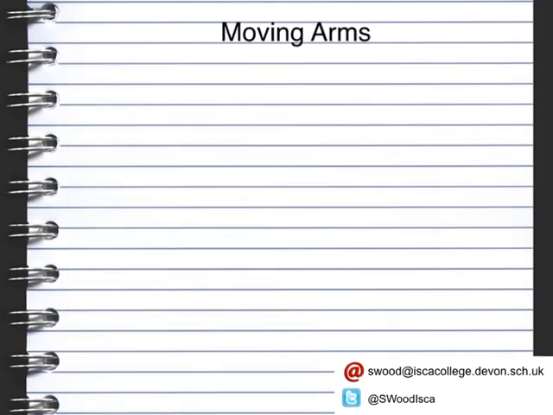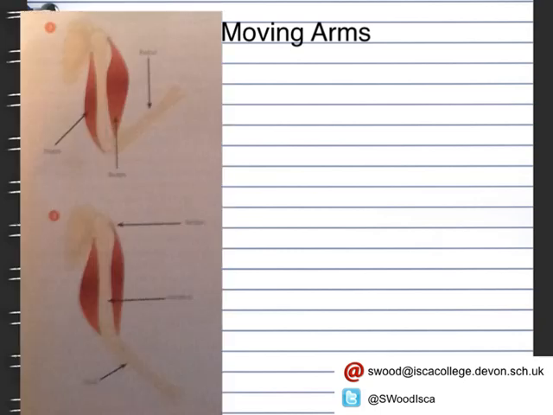Okay, so we're going to look at how the arms actually move. Now, on the diagram here, we've got the arm. Now we've actually got the two types of synovial joint. At the elbow here, we've got the hinge joint, and then at the top here, we've got the shoulder where the ball and socket joint is.